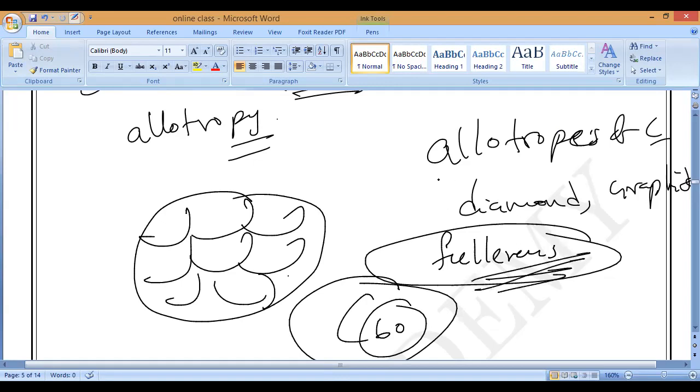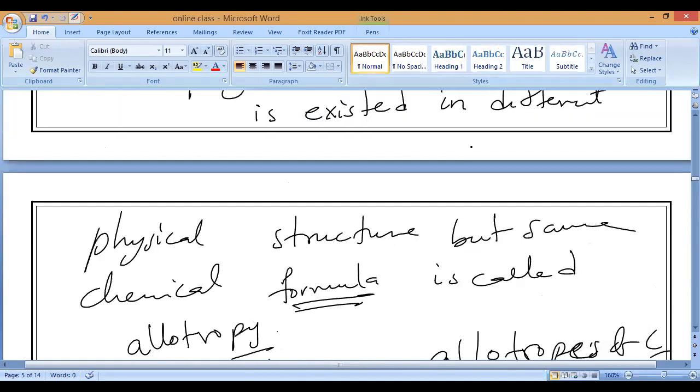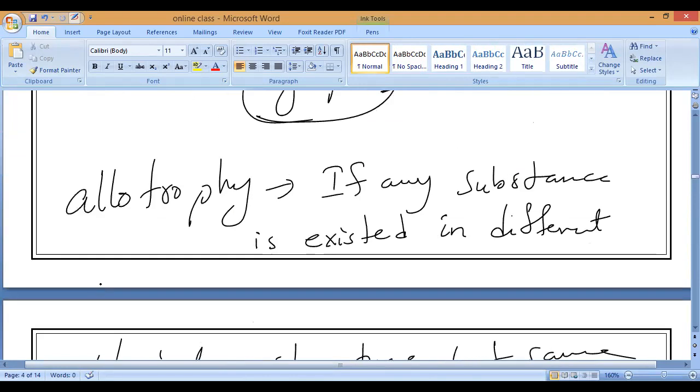Let's observe the allotropes of carbon. Please show the definition, sir. I will show you. Different physical properties and same chemical formula is called allotrope. Understand? Okay, sir.